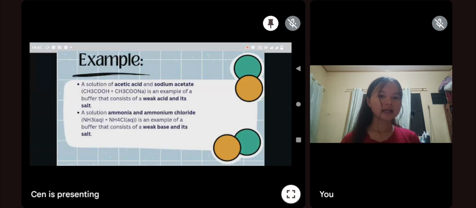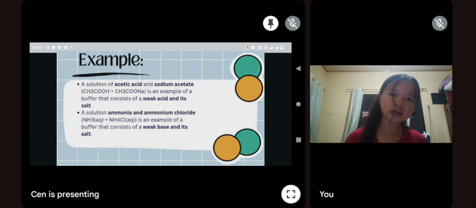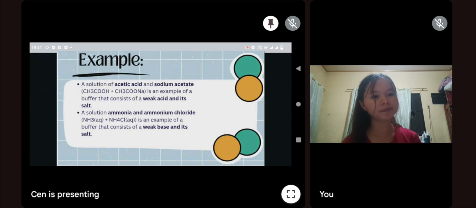And now for the examples. A solution of acetic acid and sodium acetate is an example of a buffer that consists of a weak acid and its salt. Now if you look back to the other slides that we have discussed earlier, this is a type of buffer called acidic buffer. And when the acid is added, the conjugate base part of the buffer, which is the salt, reacts with the extra H plus ions and removes them, and it prevents the large drop in the pH level.